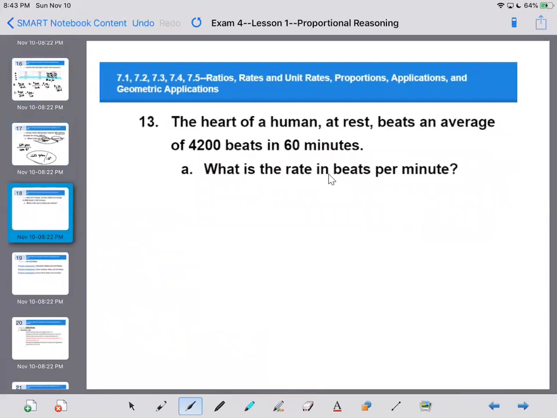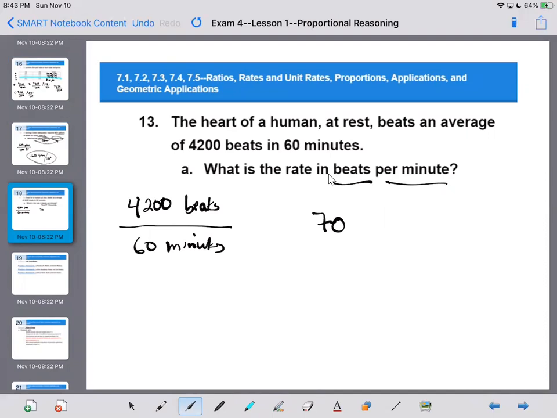The heart of a human at rest beats an average of 4,200 beats in 60 minutes. What's the rate in beats per minute? So beats would be in the numerator, so 4,200 beats divided by 60 minutes. And 6 is a factor of 42, so this would actually be 70 beats per 1 minute.